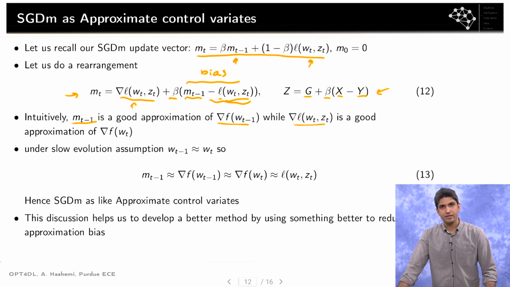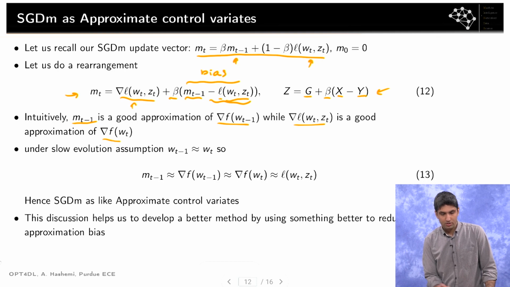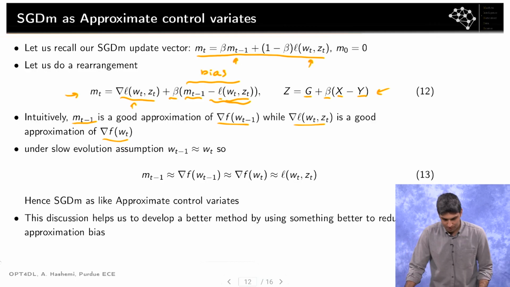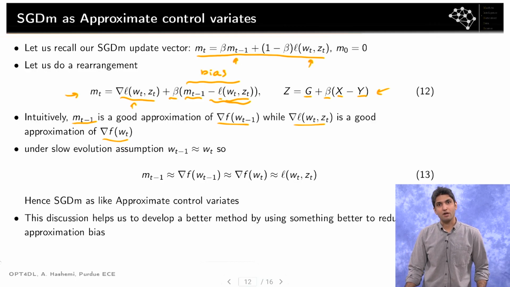However, this stochastic gradient is a stochastic gradient at w_t, the model at time t. So it should be a good approximation of the true gradient at time t. So you see, there is a time difference. Maybe we can get rid of this time difference such that we reduce the bias estimation error and therefore improve the convergence guarantee of the resultant algorithm.